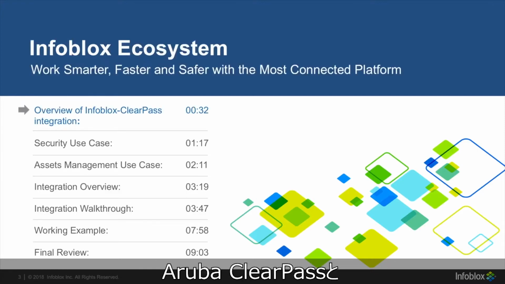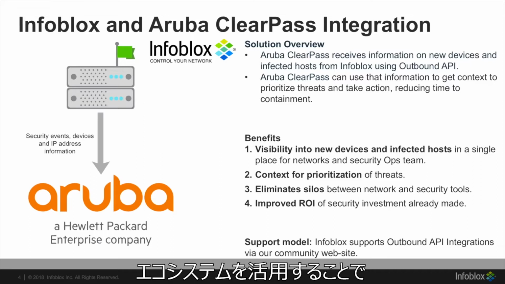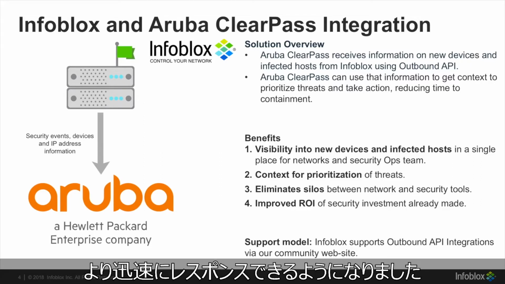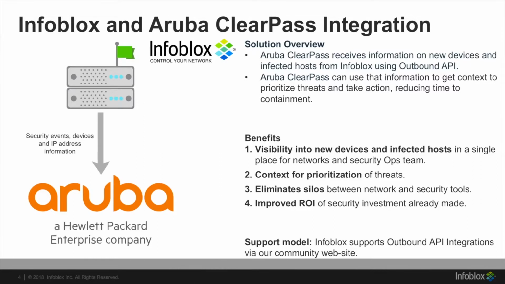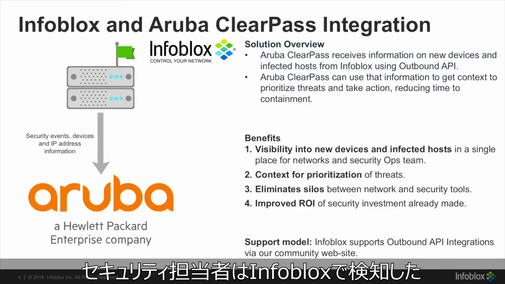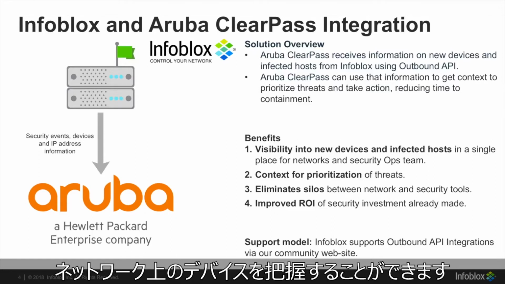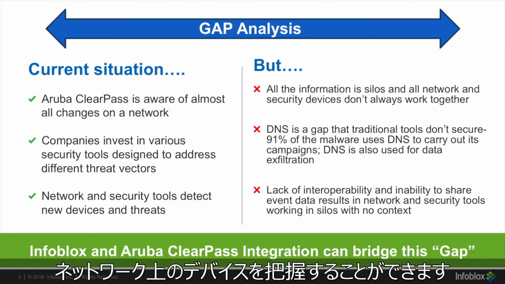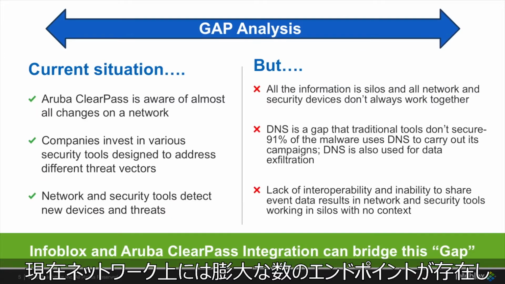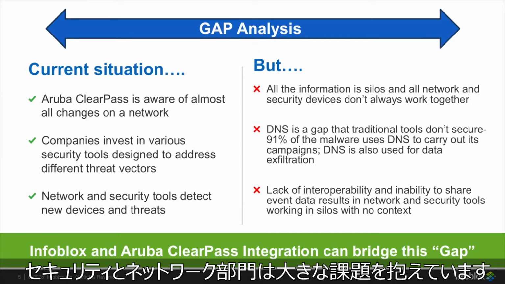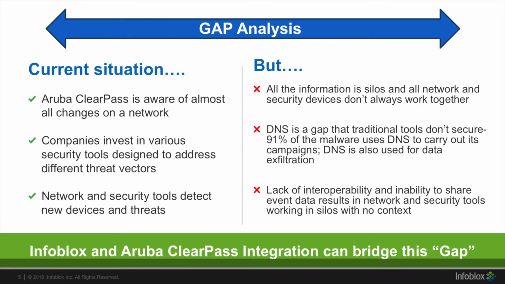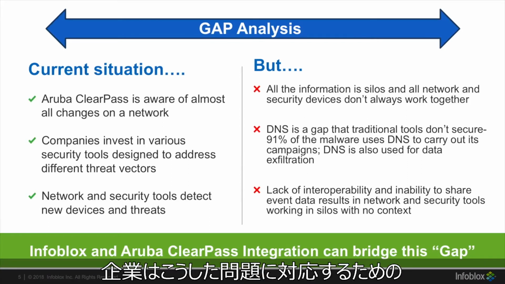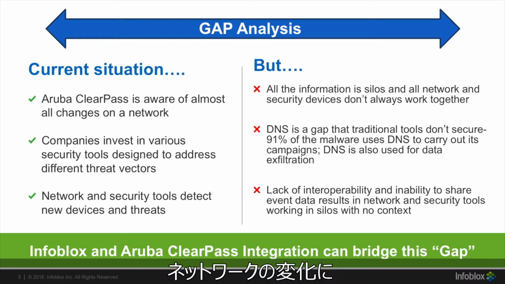With Outbound API, we're now able to respond faster to infected devices with the help of Infoblox's ecosystem license. Using Aruba ClearPass, security administrators can now view devices that come onto the network that were discovered by Infoblox. Currently, there are many endpoints that move around the network, causing havoc for security and network teams. Companies invest heavily into tools designed to help address this issue.